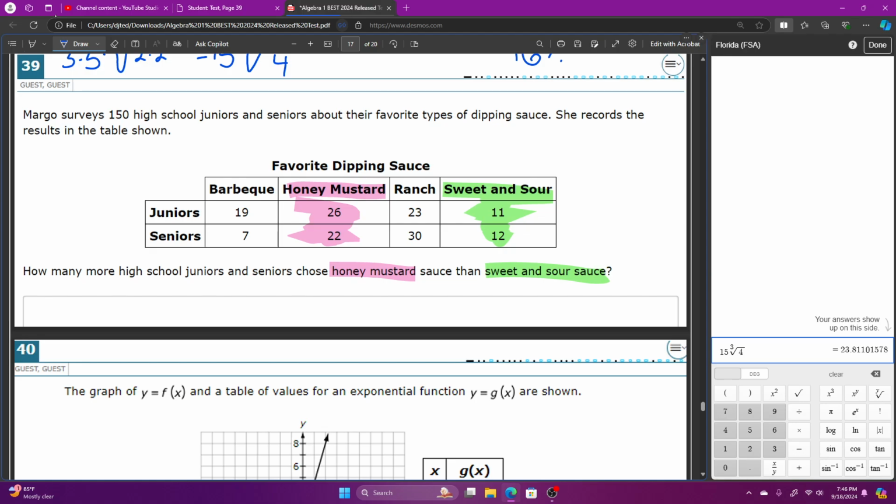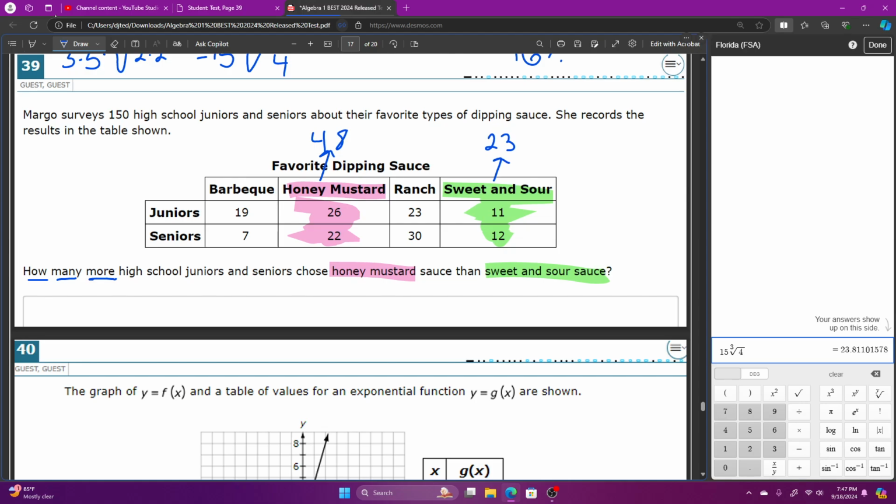Honey mustard. How many juniors and seniors had honey mustard as their favorite? What would you do with those numbers? Add them up, right? 26 plus 22 makes 48 for honey mustard. And how many juniors and seniors like sweet and sour? 11 plus 12 makes 23.